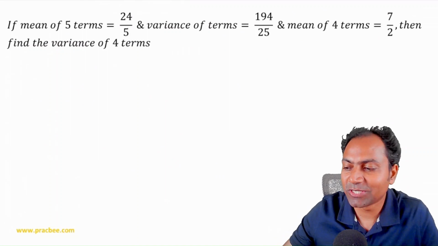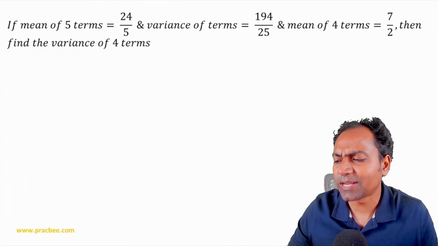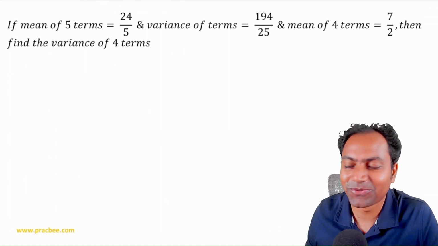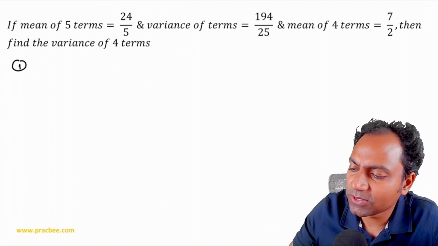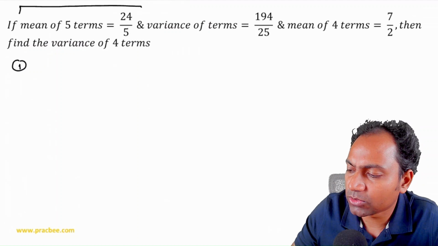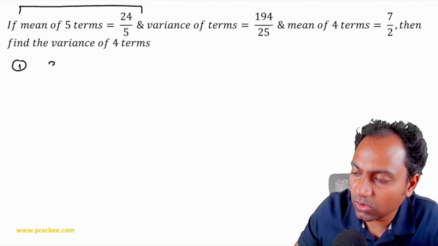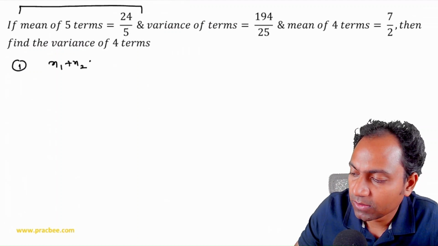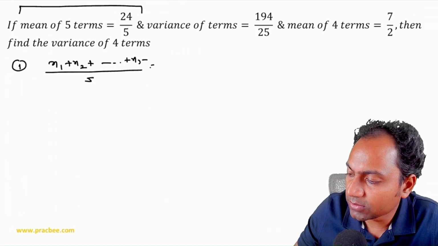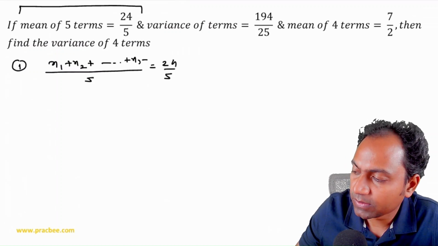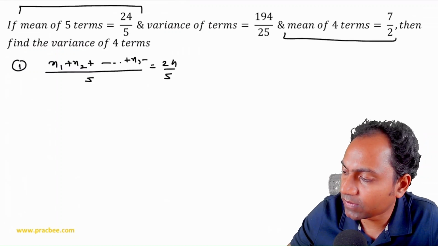Now this next question is based on statistics, and this type of question has been asked in JEE a lot. So what you need to do is follow the straightforward steps. Let us first talk about what they are saying in the question: the mean of 5 terms is nothing but 24 by 5. So let us write those 5 terms and find their mean. It comes out to be 24 by 5. What they are saying is if I take 4 terms out of them, the mean becomes 7 by 2.